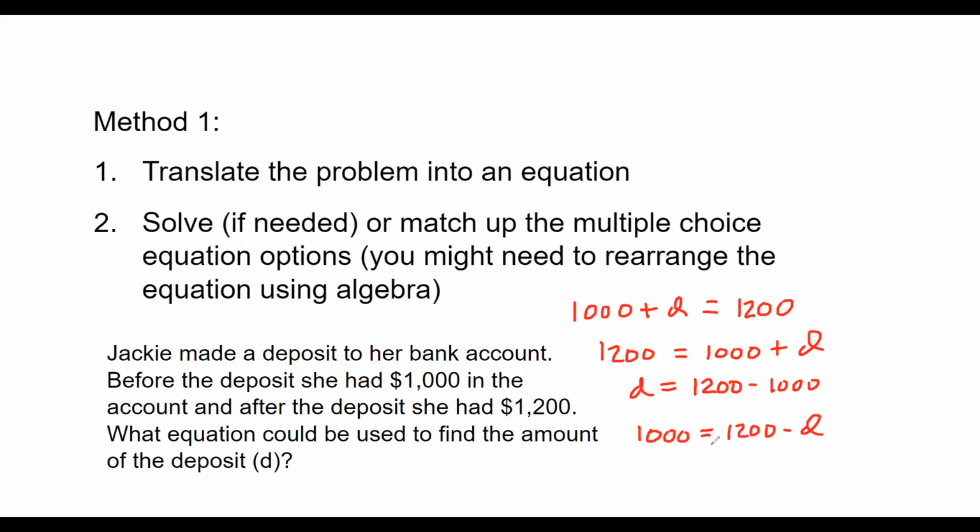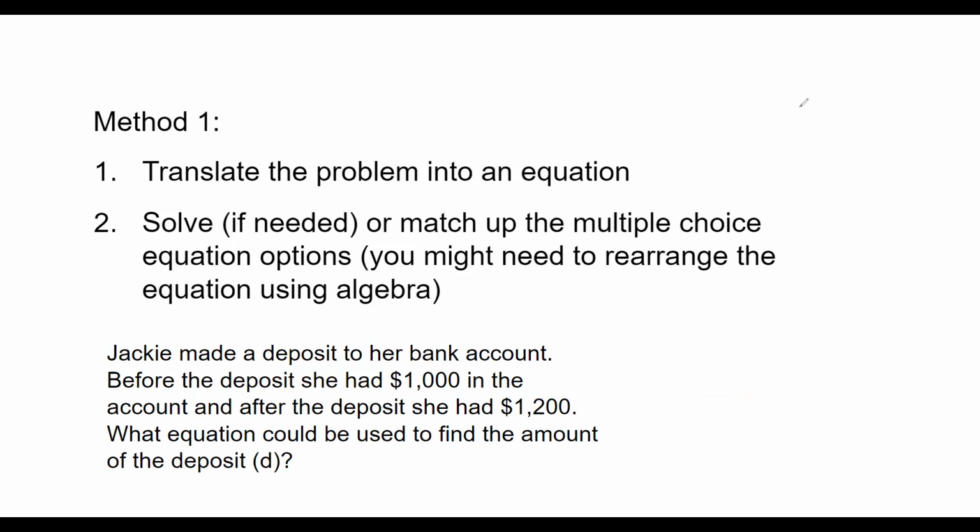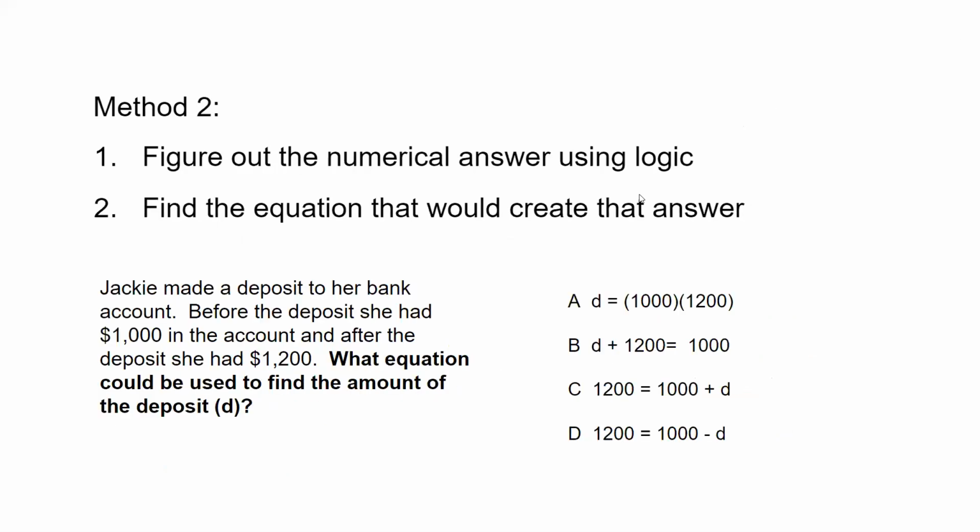These are all variations of the same correct equation, and you don't know which one is going to appear in the list. So you may have to do some algebra, rearranging, subtracting D from both sides, subtracting 1,000 from both sides, just rearranging using algebra to come up with a match. All right. And that's one reason why you might want to use method two. In method two, you figure out the numerical answer just using logic.